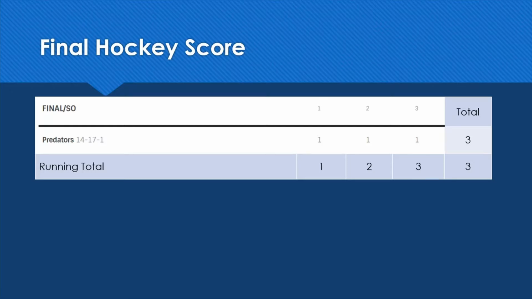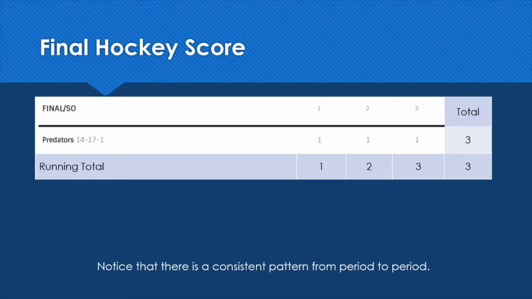I brought it up so you could notice that there is a consistent pattern in the scoring from period to period, and start to relate to what that would make you think of, and then how that relates to the topic we'll be talking about a little more today.